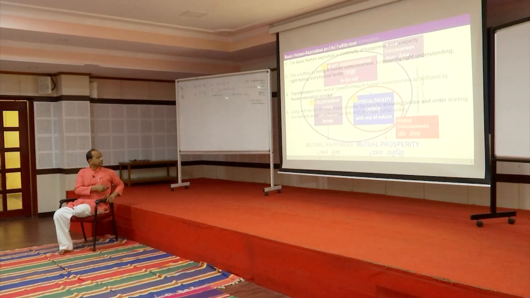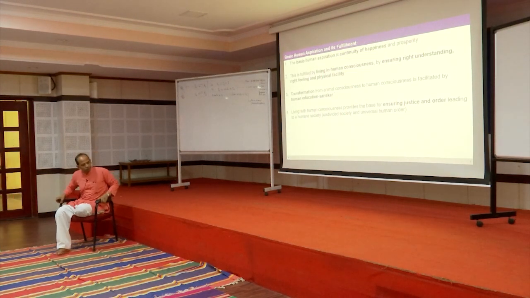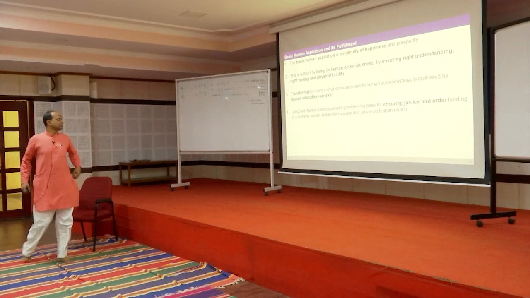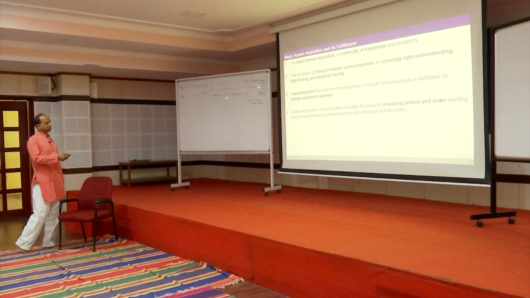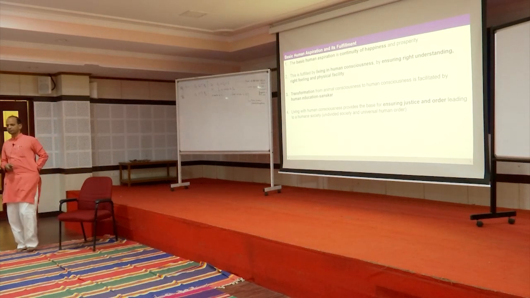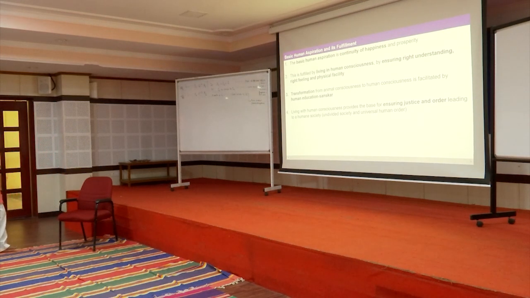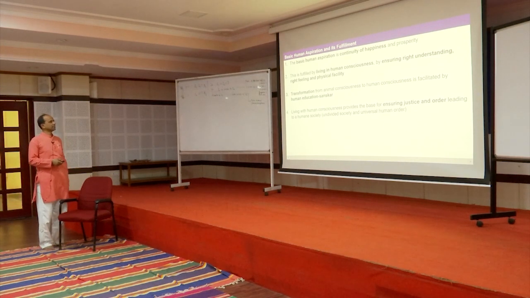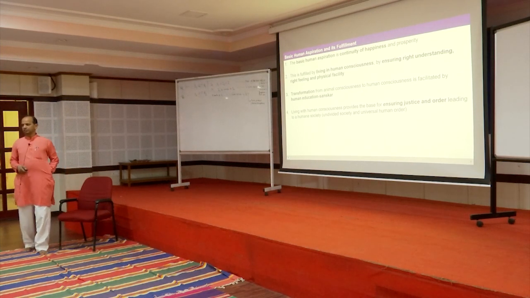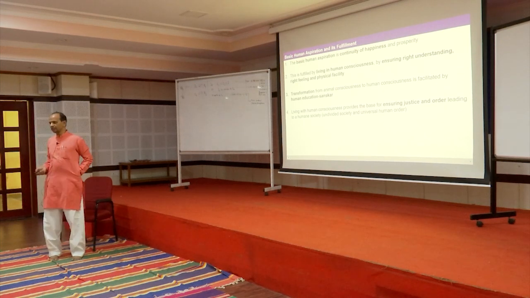So this part, that the basic human aspiration is continuity of happiness and prosperity. And now we are able to see that the feeling of prosperity is a part of it. And this is fulfilled by human consciousness by ensuring all the three: right understanding, relationship and physical facility. And this transformation is the basic purpose of education. And living with human consciousness provides the base for ensuring justice and order. Now, we keep on talking about injustice or disorder in the society.